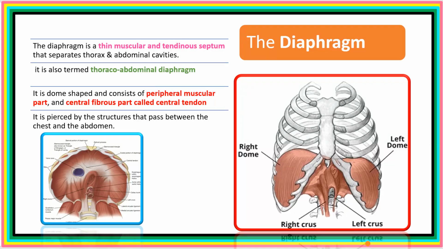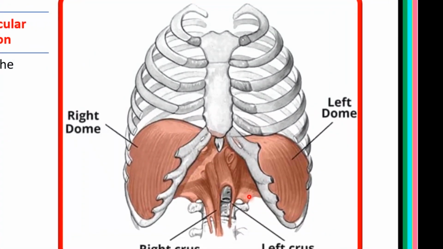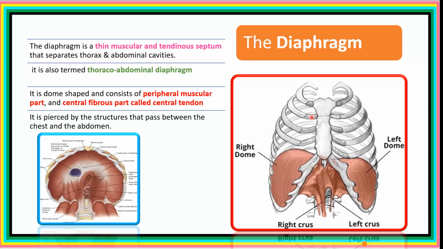The diaphragm is actually a muscle that has two parts, a muscular part and a tendinous part. That's why we say it's a musculotendinous muscle, and it separates the thorax from the abdomen. So we have the abdominal cavity below the diaphragm, and then we have the thoracic cavity above the diaphragm. This muscle is also called the thoraco-abdominal diaphragm or the thoracic diaphragm. It is actually the principal muscle of respiration.